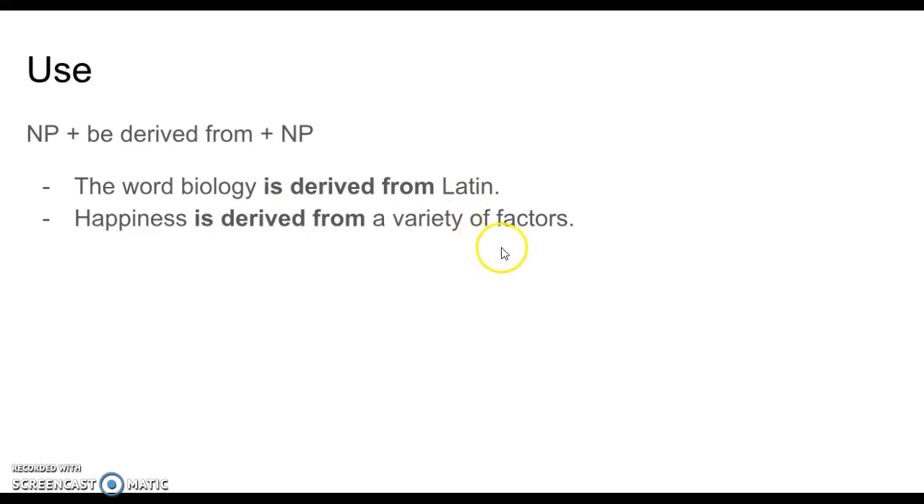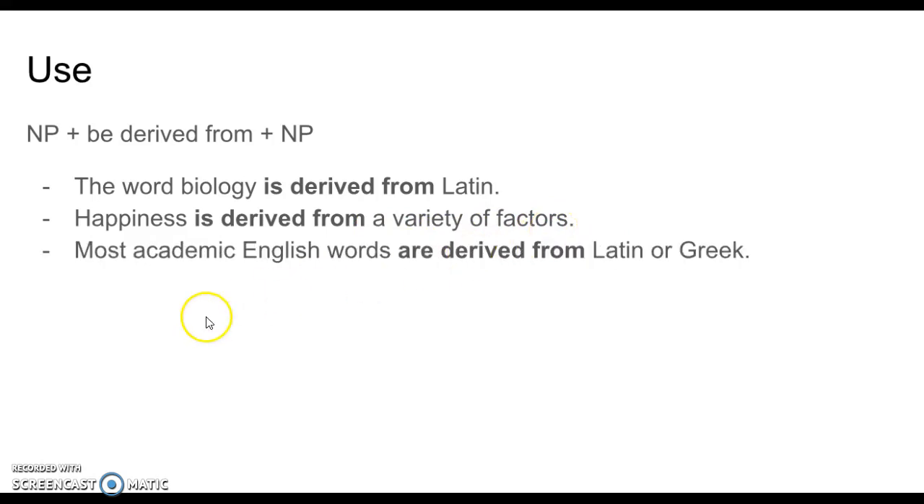Happiness is derived from a variety of factors. Again, we're saying that happiness, this first noun, comes from many different factors or a variety of factors. Most academic English words are derived from Latin or Greek. So we're saying academic English words, they come from or have their origin in Latin or Greek.